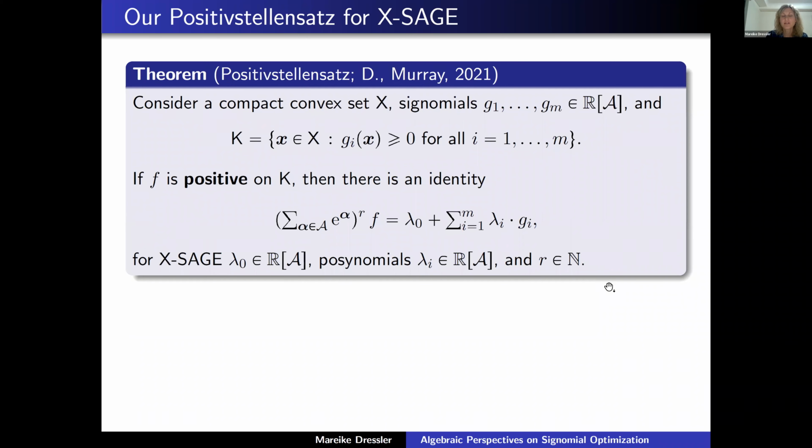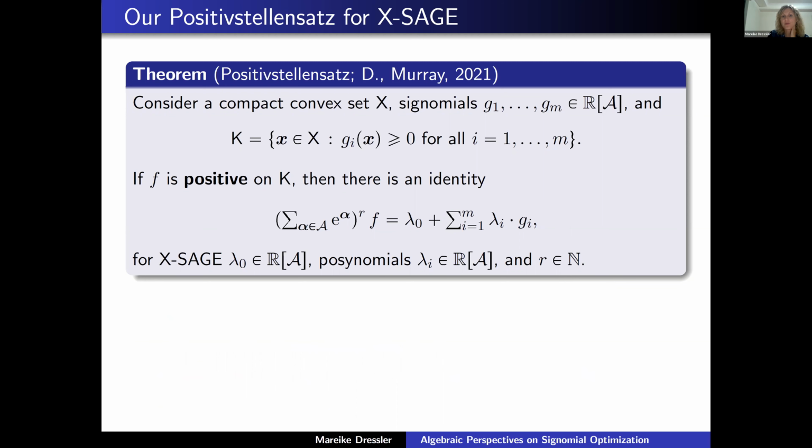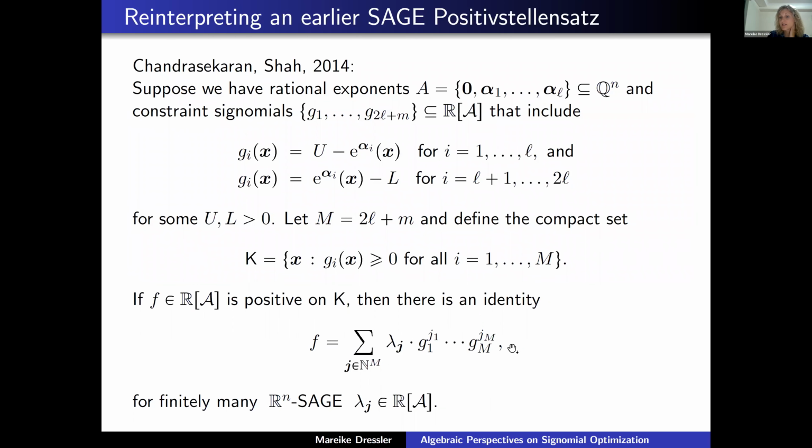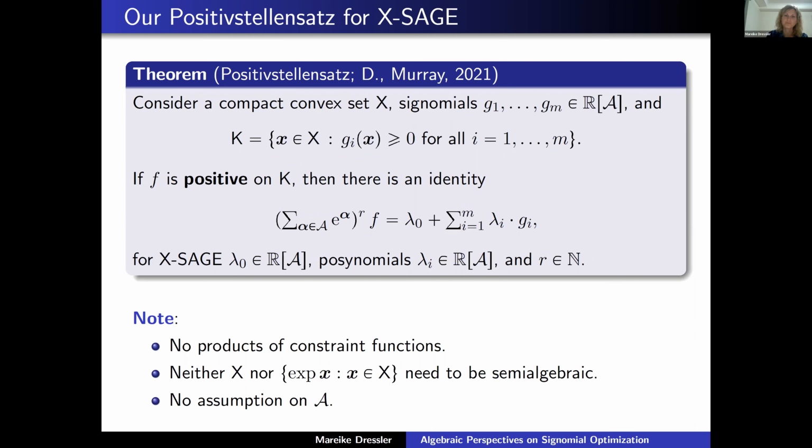So here are several things to note. Namely, when you compare it to the other Positivstellensatz, we only invoke the constraining Signomials g_i in a linear fashion. Before we had here products of constraints, now we only have linear constraints. And these are only polynomials. So these are these very easy Signomials which have all non-negative coefficients. And this is X-Sage.